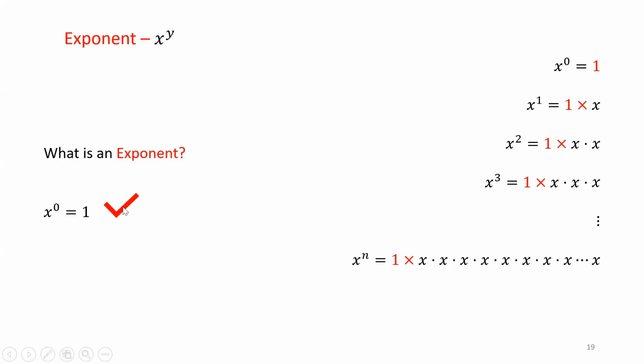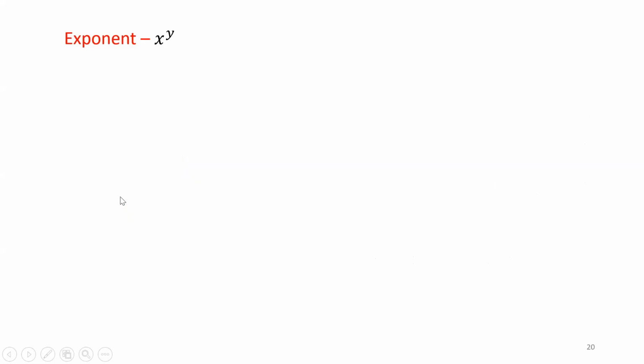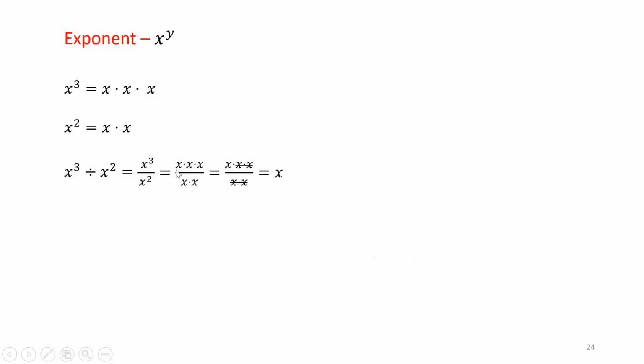Now, interestingly, there's another way of looking at it as well. Let's look at the second way. Well, you know that x cubed is x times x times x, and we also know that x squared is x times x. So what is x cubed divided by x squared? Well, it's x raised to the power 3 over x raised to the power 2. Now you can expand this, and the x squared cancels out, and you have only x that remains.